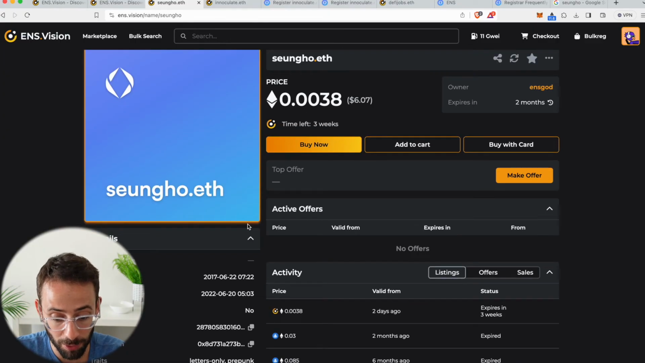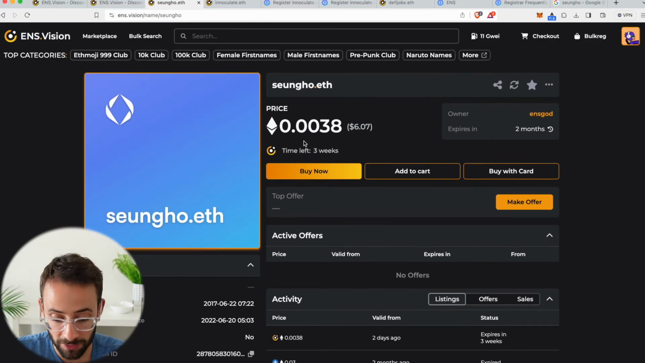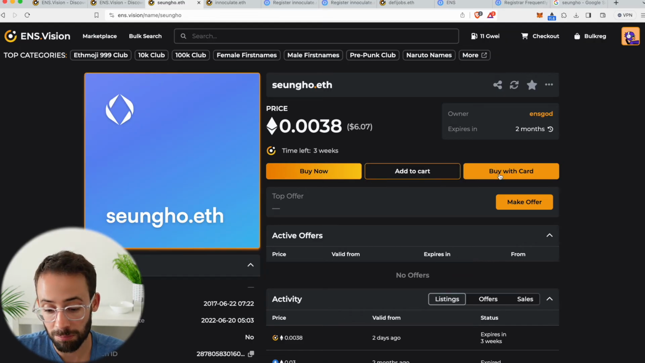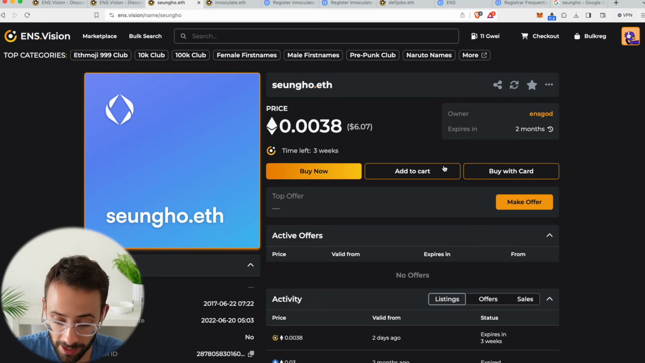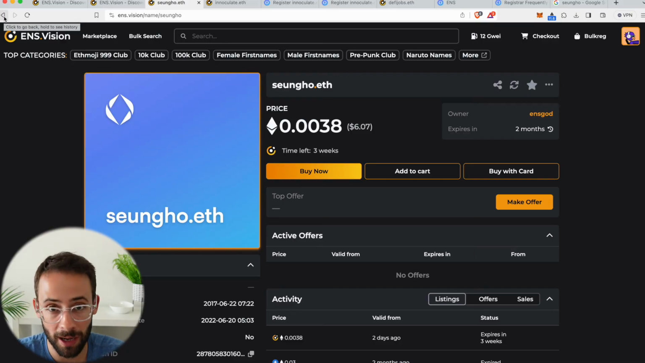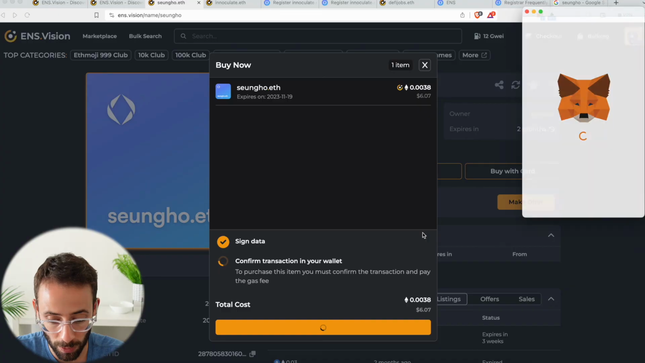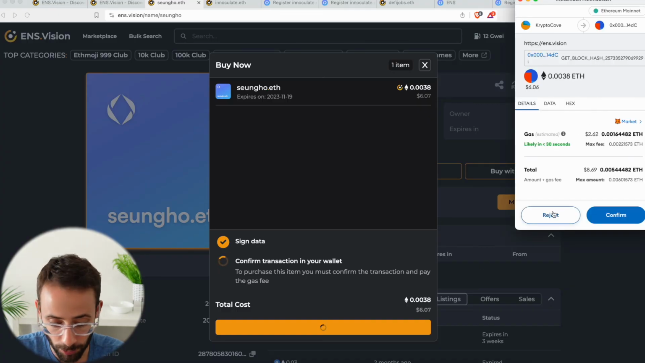So if I wanted to purchase this for $6, then this is what it would look like. I could buy it now, I could add it to the cart, or I could buy it with a card. So this is an interesting feature on ENS Vision that you don't get on the ENS app. You can buy directly with a credit card if you're interested in doing that. I'm not interested in doing that, and I'm not actually going to purchase this one today, but I'm just showing you how you could purchase one if you weren't getting it from the expiring now category. This is how you do it. You could hit buy now and then just confirm the transaction in your Web3 wallet, in this case, MetaMask, but I'm going to reject that for now.